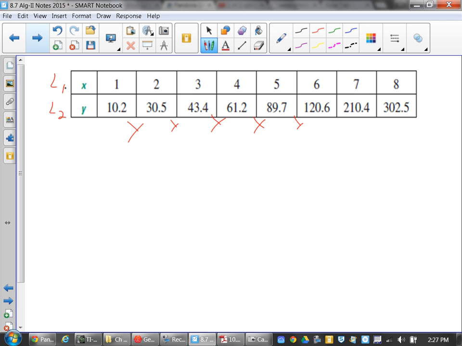So wait, do you have to write these? It depends what the question asks you. Because it might give you a table like this and then say, hey, estimate what year something was happening.